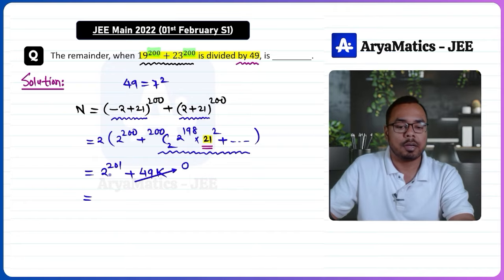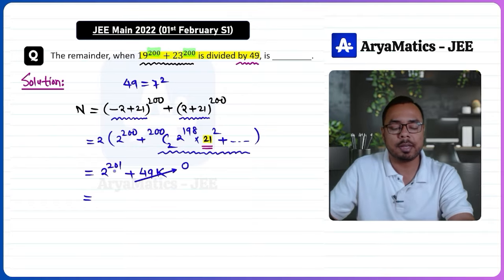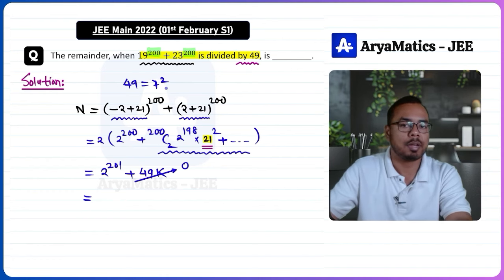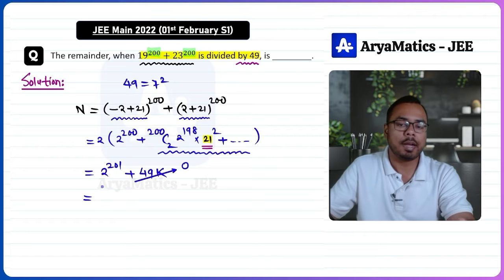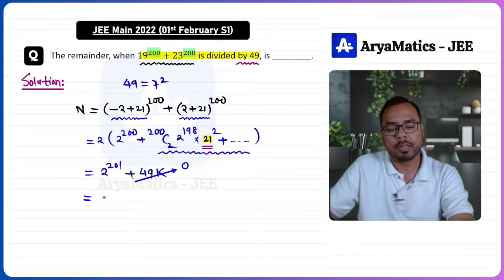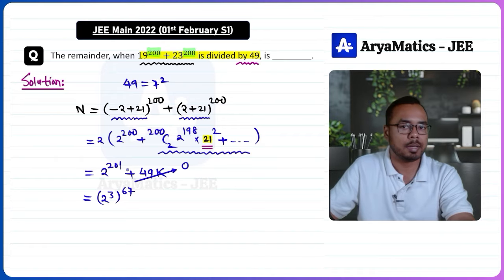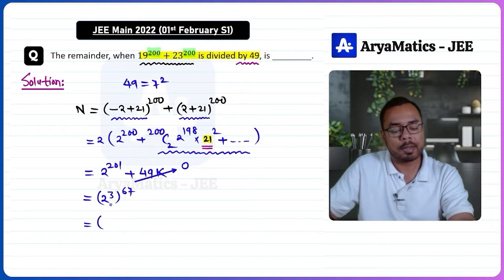And again, we have to think which power of 2 is 7 plus minus 1 or a multiple of 7 plus minus 1, because we are dividing by 49 and 49 is 7 square. So clearly you can see that 2 cube will be 8 and 8 we can write as 1 plus 7. So therefore we'll write this as 2 raised to 3 and this raised to 67. 201 is a multiple of 3. 3 into 67 will be 201. So now we'll get 2 cube, this we can write as 1 plus 7 and this raised to 67.